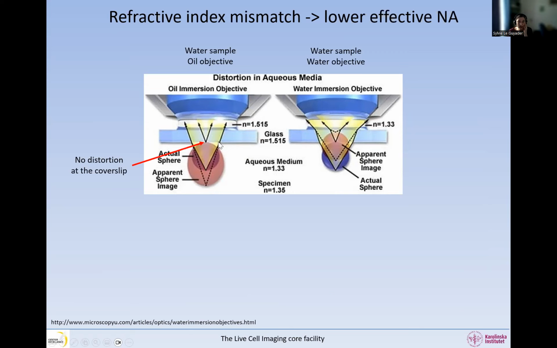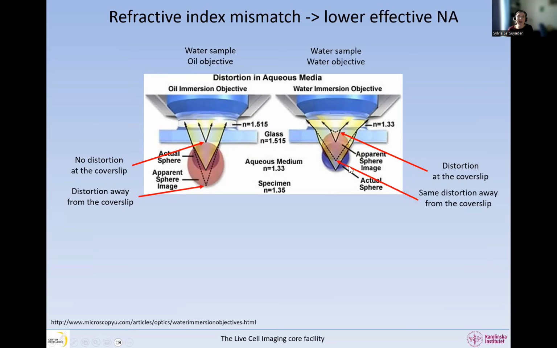The interesting thing is that the part of the sample that is stuck against the cover slip has no distortion. So when we are close to the cover slip, no problem. It's only as soon as we get a little bit away, and even at 10 microns, you already see this effect. So there is distortion away from the cover slip, and we have some distortion at the cover slip and the same distortion away, and therefore we have no distortion of the whole sample.